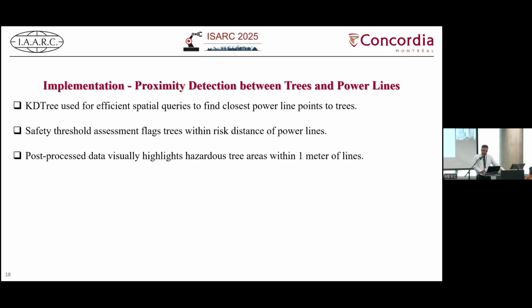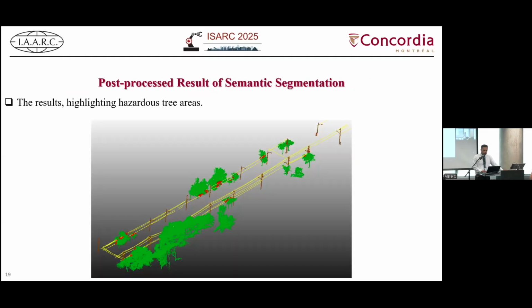Let's move to proximity detection between trees and power lines. KDTree is used for different spatial queries to find closest power line points to trees, safety thresholds, assessment flags, and trees within risk distance of power lines. Moreover, post-processed data visually highlighted hazardous tree areas within 1 meter of lines. This figure shows the results of hazardous tree areas. As you can see, the hazardous zone is highlighted in red.